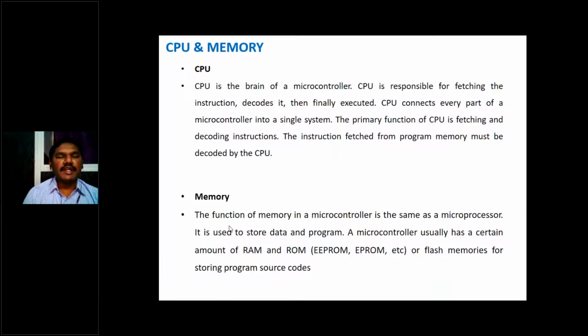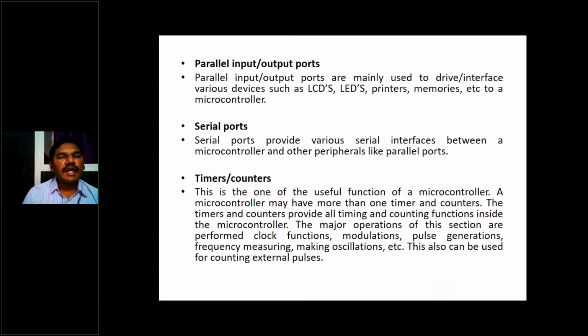Memory means to store the instructions temporarily or permanently. For temporary storage, RAM memory, and for permanent storage, it is ROM memory. And the latest microcontrollers are using NVRAM memory. As I told you already, NVRAM means non-volatile RAM. Then parallel input and output ports. Input output ports mean how to connect different sensors and how to connect different output devices, as I have shown in the first slides.